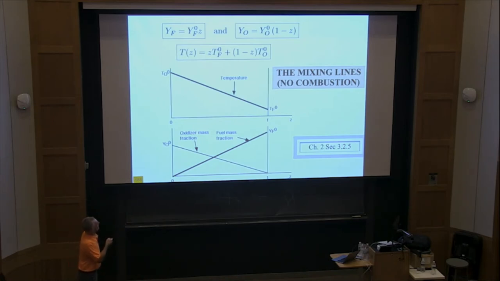So you put here the mixture fraction, Z1, and temperature will look like this. If you are in the oxidizer, temperature is T0. If you are in the fuel, it's TF0. And same thing for the oxidizer, which goes from YO0 to 0, and Y fuel 0 in the other direction. Those are straight lines. They are called the mixing lines. That means in your combustor, if you're at one point and you give me Z, I can give you temperature, oxidizer, and fuel mass fraction right away. Okay? And it is just a weighted average, if you want, as a function of Z.